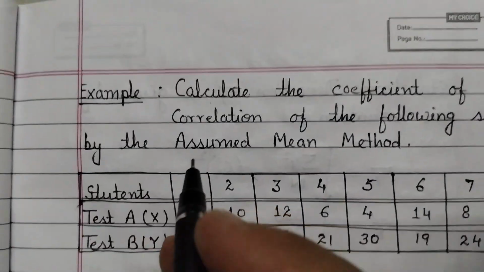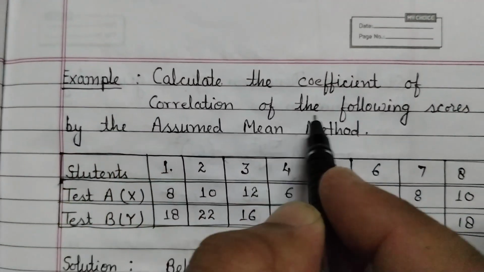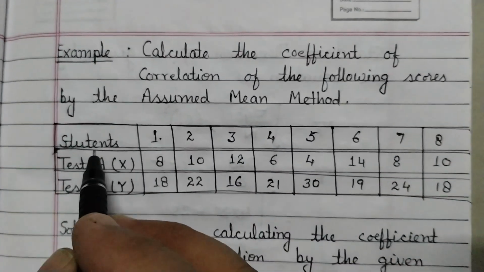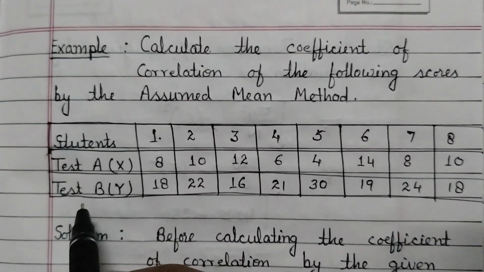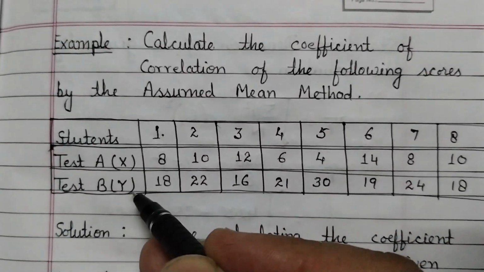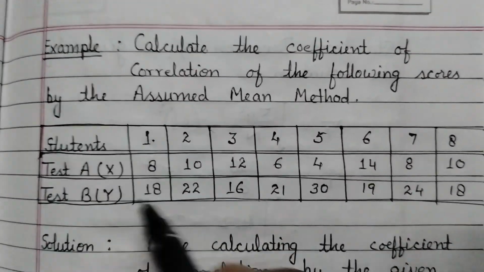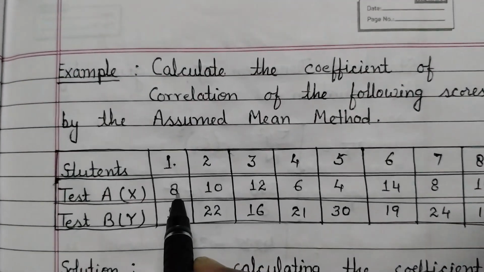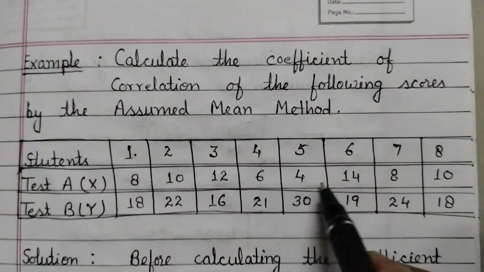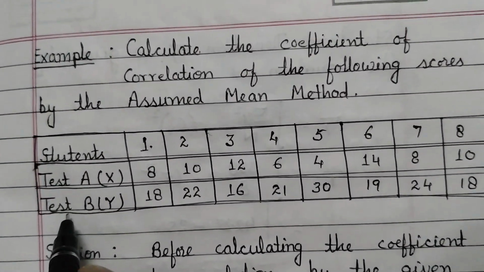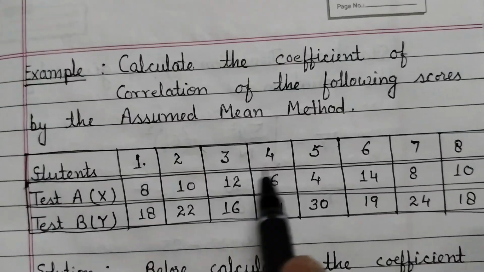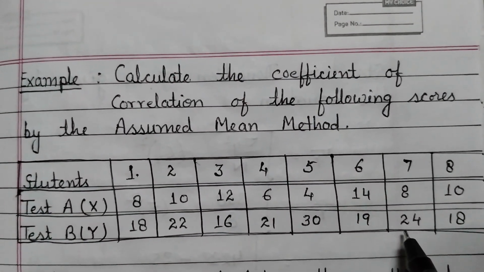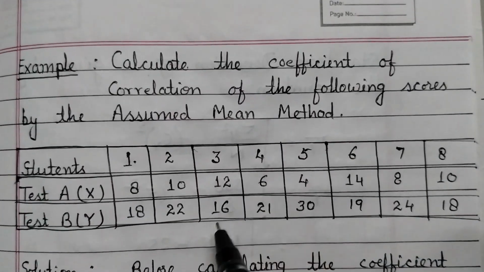Example. Let us take one example. Calculate the coefficient of correlation of the following scores by the assumed mean method. There are 8 students, and in these 2 tests, might be physics, chemistry, maths, Hindi or any. The students' scores in test A are as follows: 8, 10, 12, 6, 4, 14, 8 and 10. In test B, the students have scored 18, 22, 16, 21, 30, 19, 24 and 18. So let us solve this question.